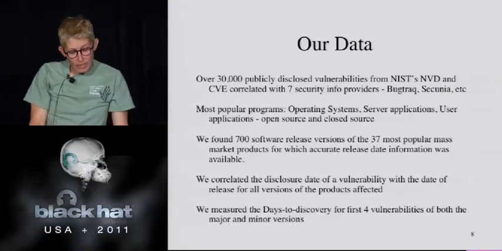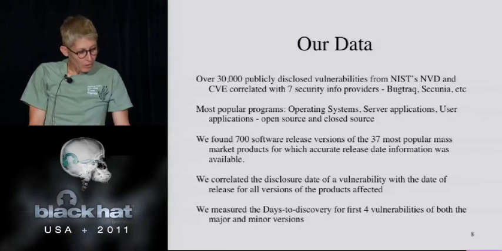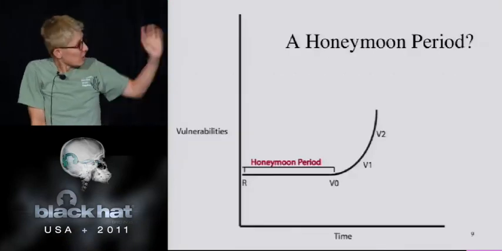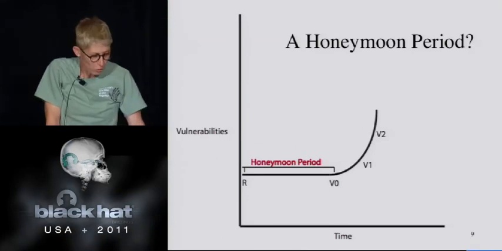And what we found is that contrary to the software reliability models like the Brooks curve, at the earliest part of their life cycle, there's this honeymoon. So what do we mean by a honeymoon period? It's the time from release to the discovery of that very first zero-day.